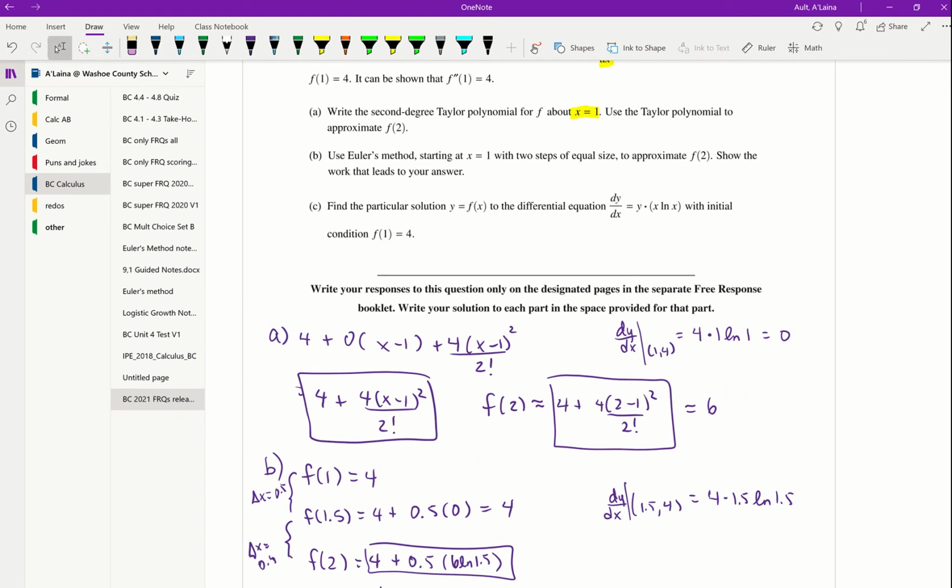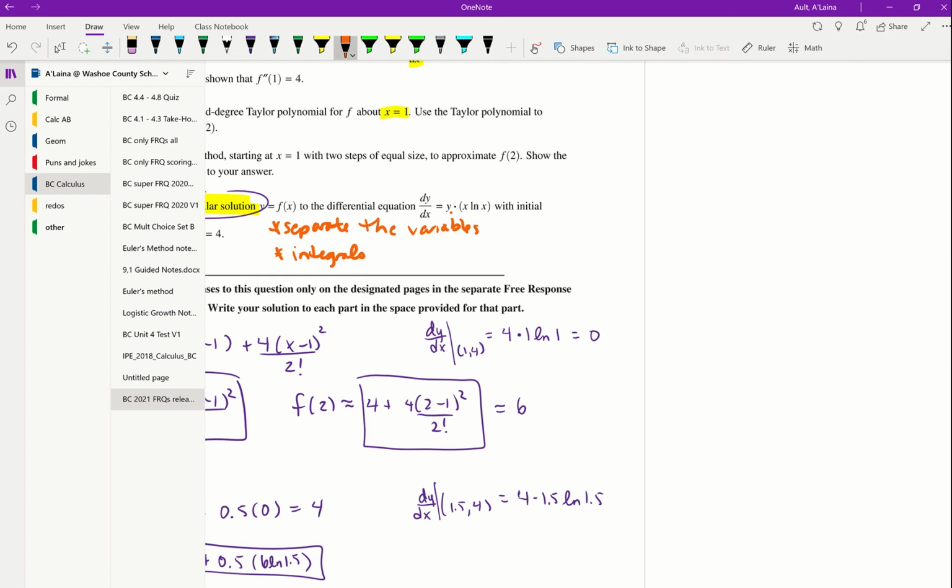All right, part C. We want to find the particular solution. All right, we need to understand what this means. When you see this, this means you're likely going to need to separate the variables and integrate. Almost always you're going to have to separate those variables. You should look for that. One way you can tell is, remember, our input variable is x, but in our differential equation here, we have both x and y. And so we need to separate this out.